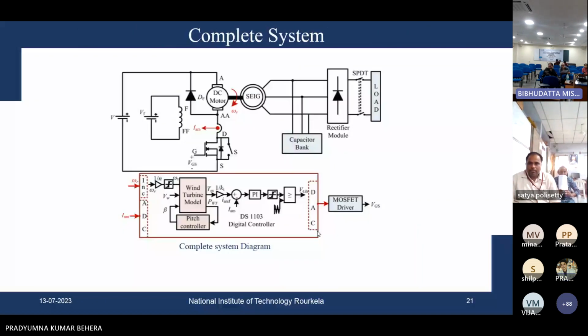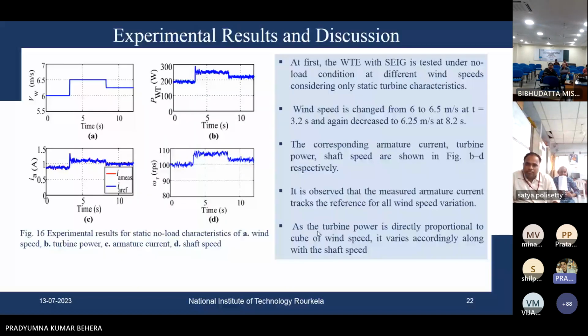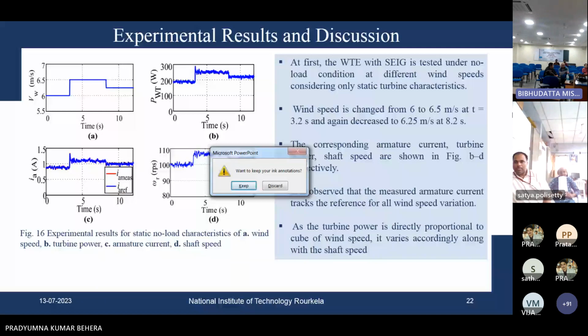So this is the complete system developed after integrating all the components I have discussed so far. Before going to the experimental results and discussion, I would like to perform one experiment and show you the demonstration of the wind turbine emulator. For that, I have already opened my MATLAB.